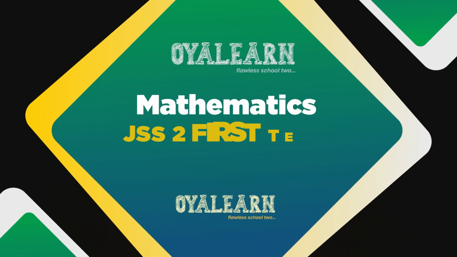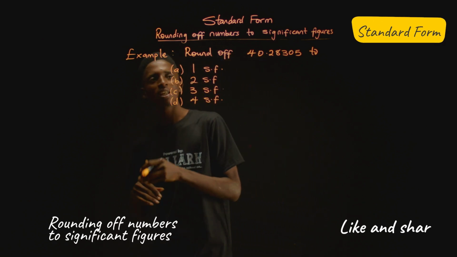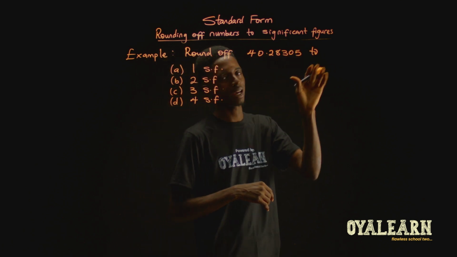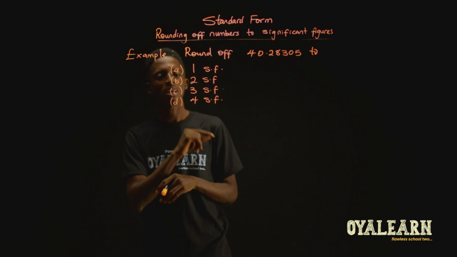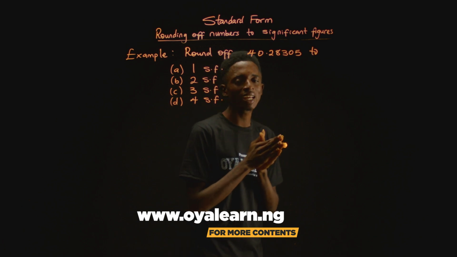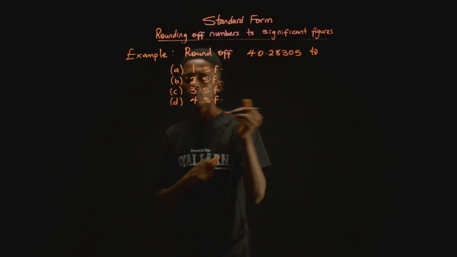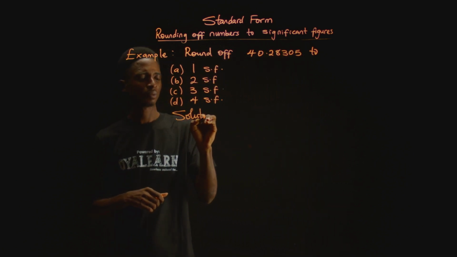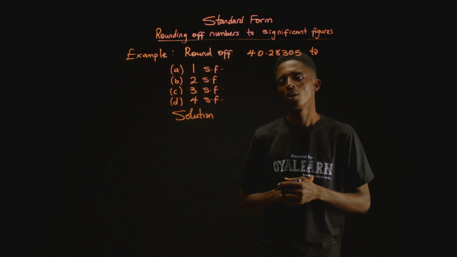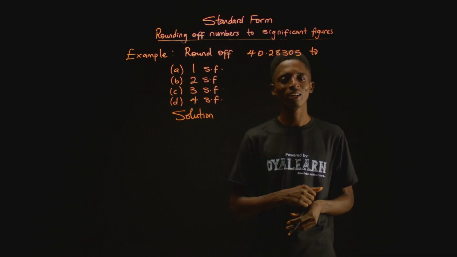Let's take another example on rounding off numbers to significant figures. This example says we should round off the number 40.28305 to 1SF, 2SF, 3SF, and 4SF. Do not forget that SF stands for significant figures. You can always pause the video and then try this question out yourself. Then you compare your answers to the solution gotten at the end of this video to see how well you've done.